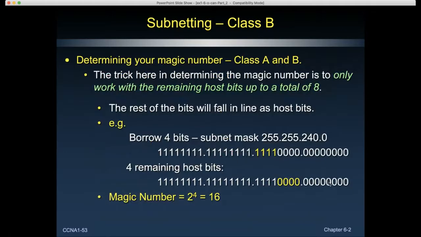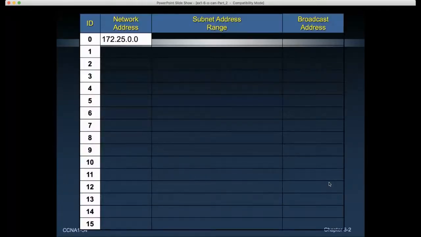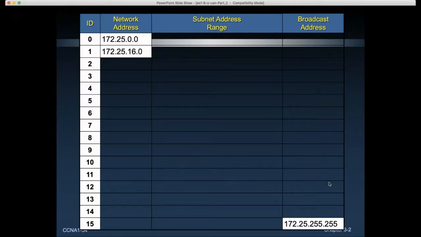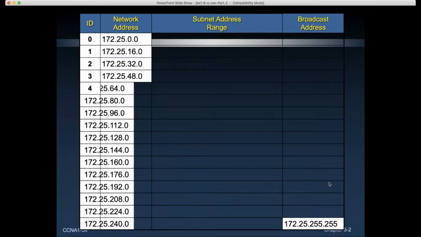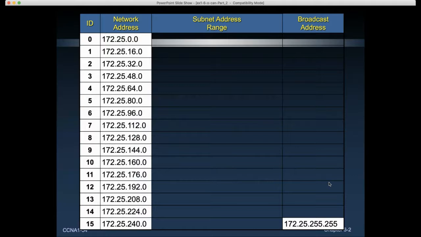Now, what's our magic number? Our magic number is going to be 2 to the power 4, or 16. So 16 times 0 is 0. 16 times 1 is 16, look at the third octet of the IP address. 16 times 2 is 32. 16 times 3 is 48, and so forth.